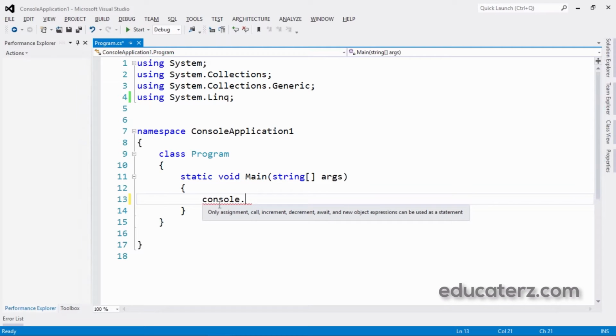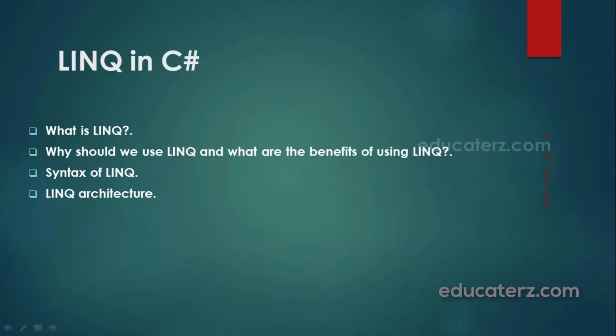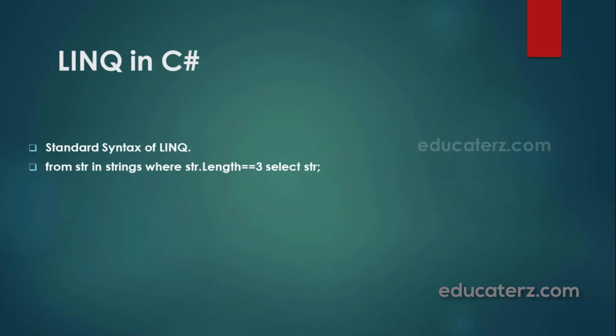So with LINQ, we have a benefit that we will get IntelliSense, as well as compile time error checking. So those are benefits. Then let us see the syntax of SQL. What is that? The syntax will look similar to, so I will show you here only: from str in strings where str.length is equal to 3.